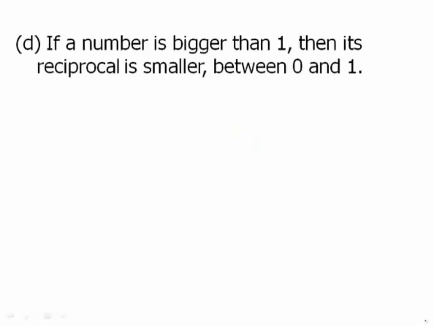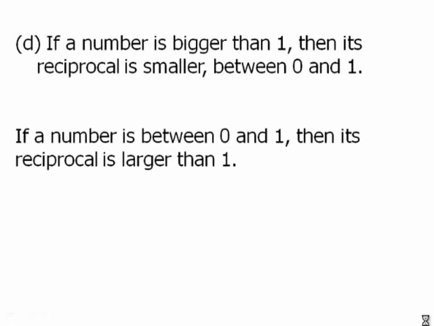Finally, if a number is bigger than 1, then its reciprocal is smaller, between 0 and 1. If a number is between 0 and 1, then its reciprocal is larger than 1. It's very important to have this fundamental number sense, that how big a number is tells you how big its reciprocal is going to be. Very important to have a keen sense of how big and small numbers are.